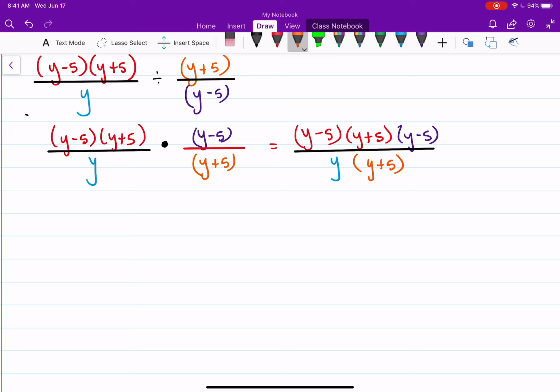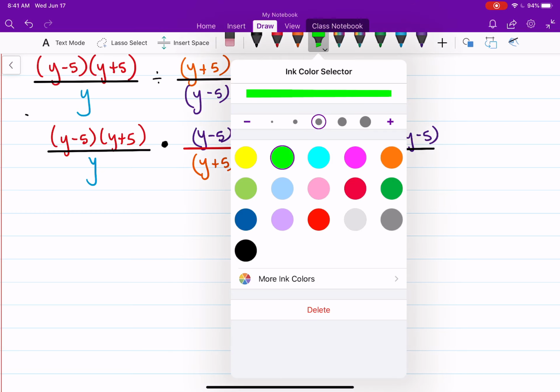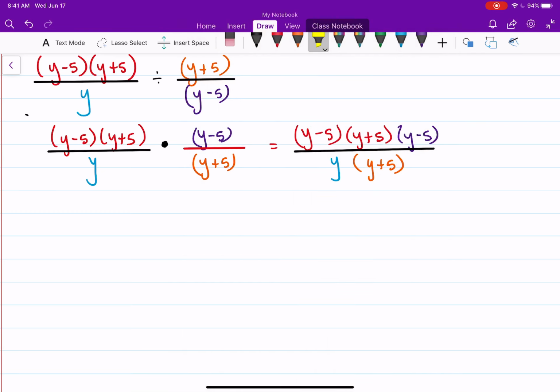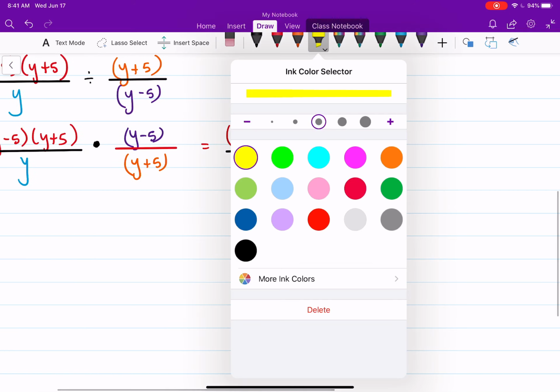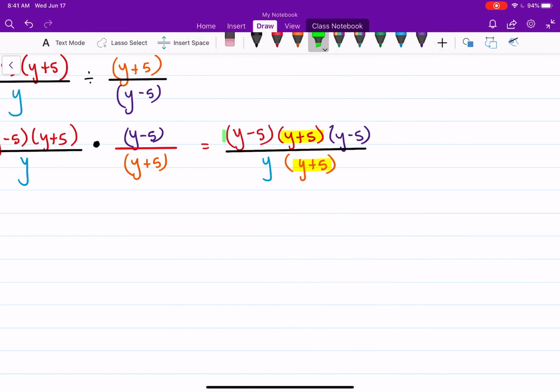Okay? So we simplify. We have to ask ourselves, what is the same? Is there a y minus 5 on the bottom? No. Is there a y plus 5 on the bottom? Yes. Is there another y minus 5 on the bottom? No. Okay, so I'm done. So what do I have left over? We got quite a bit, right?